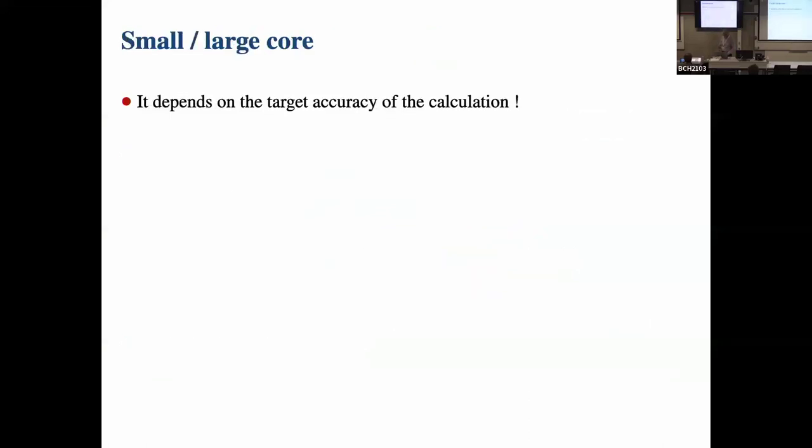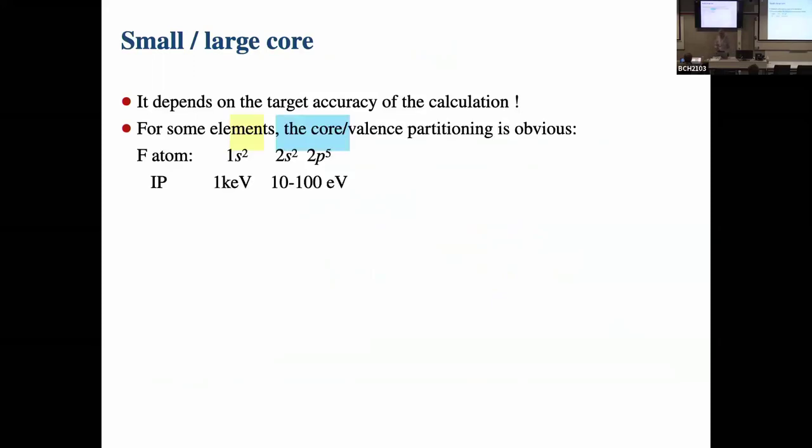But how you define what is the core and what is not the core depends on the system. And again, there are plenty of things that should have been in other places. But okay, for the fluorine atom, the yellow is supposed to be on the 1s2 here, and the blue is supposed to be the valence band, these ones. Here the separation between the two is kind of clear, because we have keV here, whereas here we are at 10 to 100 of eV. So there is a big difference between the 1s and the 2s and 2p.